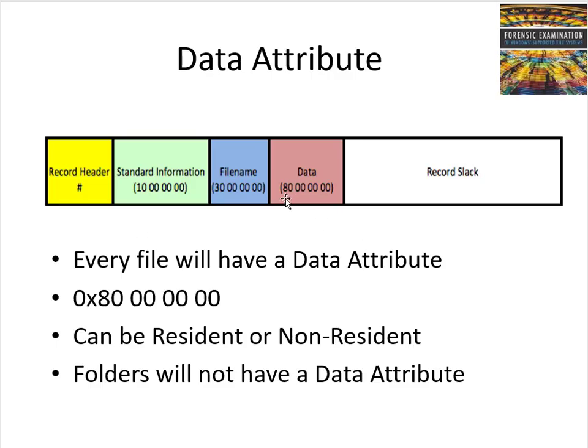So again, we're looking at the data attribute. It will have an identifier of 80000000. And again, the folders will not have a data attribute. They'll have an index root.